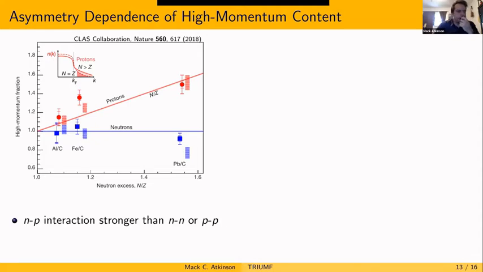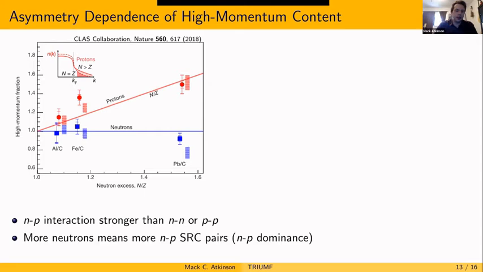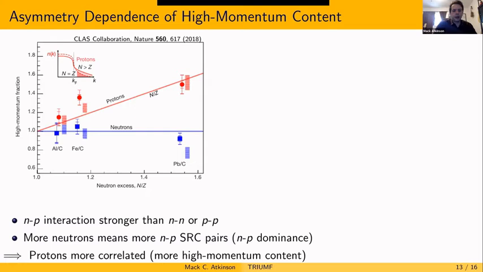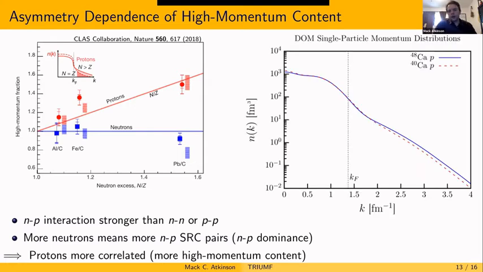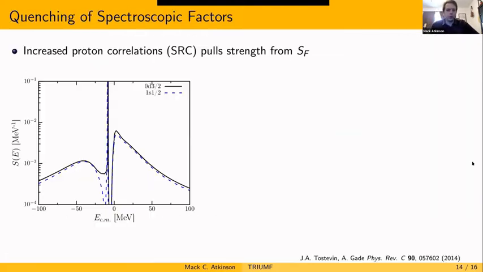You can think of this as being a consequence of the NP interaction being stronger than the NN or PP interaction, which means that if there are more neutrons available to form NP pairs, there's more high momentum content because there are more short range correlation pairs. This is consistent with the DOM momentum distributions. As you can see, the blue is the calcium 48 momentum distribution, and you see there's more high momentum content if you compare these two distributions.